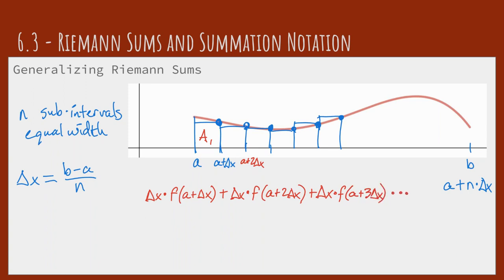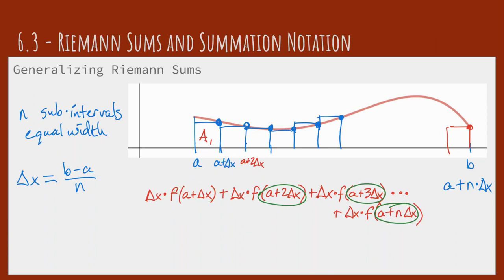And so on. And that's going to go all the way till we get to the very last rectangle here, which is also going to have a width of delta x. And the height is going to be f of b. But remember, f of b is the same thing as f of a plus n delta x. And I want to write it that way so that where we are evaluating the function is in the same form for all of these.